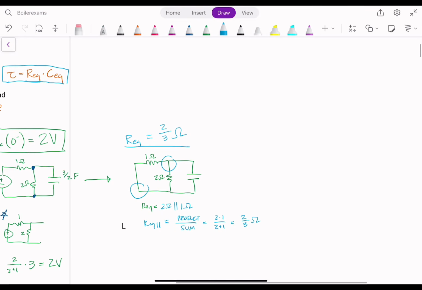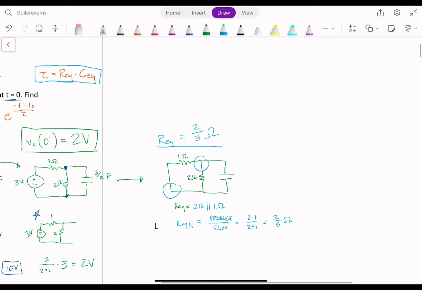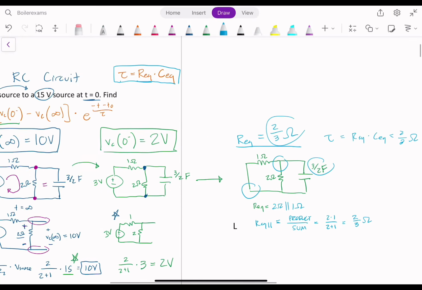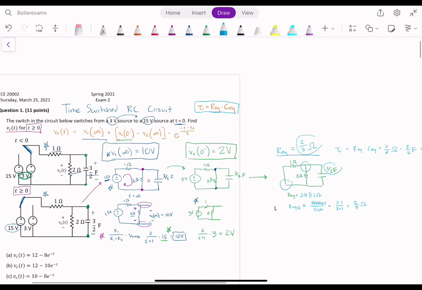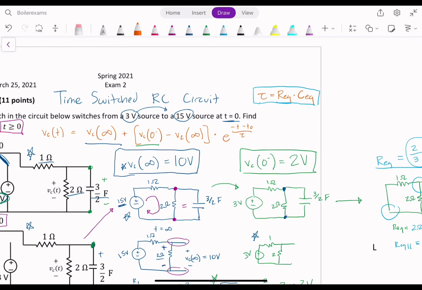So Req is 2/3. Our capacitor here, when we have 1, is 3.5 farads. And so likewise, our time constant is equal to Req times Ceq. 2/3 ohms times 3.5 farads. That's 1. Cool. Tau is equal to 1. And so now that we have these values, right, we have V sub c of infinity, V sub c of 0, and our time constant. Let's plug it into this equation that we have, and we will be done.